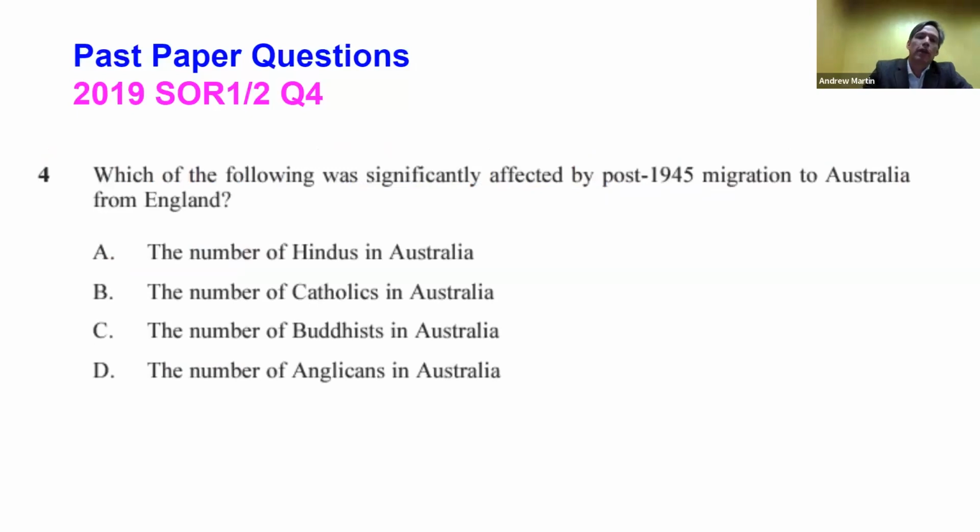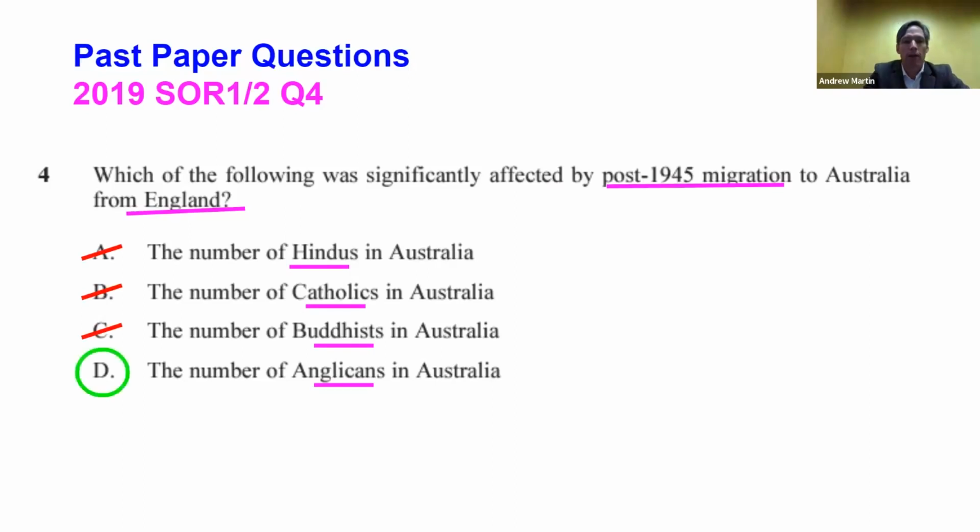All right, which of the following was significantly affected by post-1945 migration from England? If you didn't underline that, this is why I like to teach to underline. If you miss that important detail, you'll get the answer wrong. So is migration from England going to impact Hindus? No, even though they've grown substantially in that time. Is it going to impact Catholics? No. We talked about Catholics coming from South America, Southeast Asia, even you could argue from Ireland, but not from England. Buddhists? No, obviously. Anglican, Church of England, English migration. Yep, there's your answer.